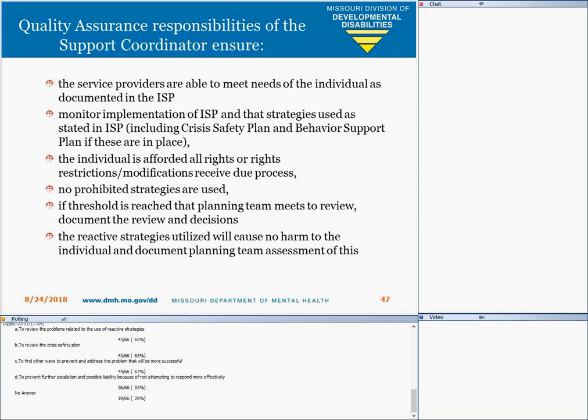If there is a behavior support plan, they're part of that monitoring to make sure that those strategies are implemented as they're designed. They're also, as part of their quality assurance responsibilities, making sure that the individual is afforded all rights and that restrictions or modifications have received due process. Just a reminder that due process happens at the level of the individual support plan team and the services that are provided, not at review committee, process review committee.